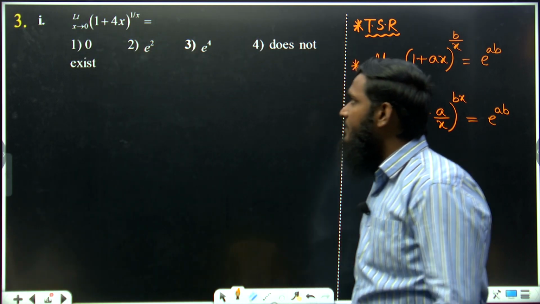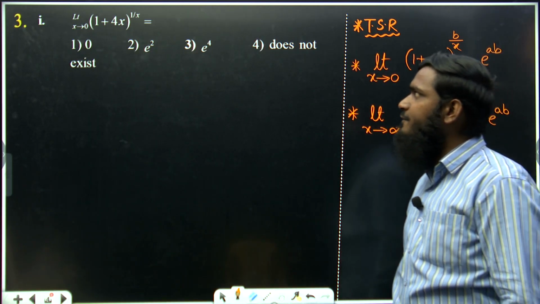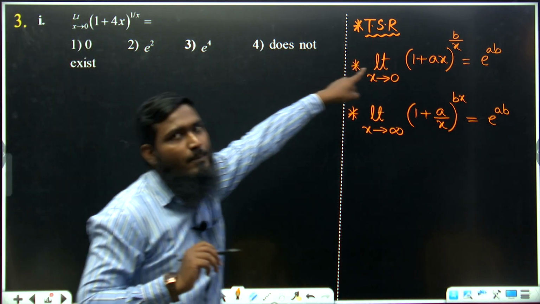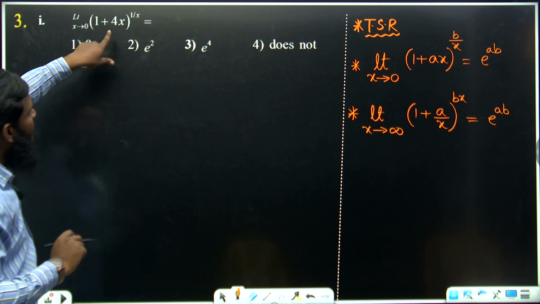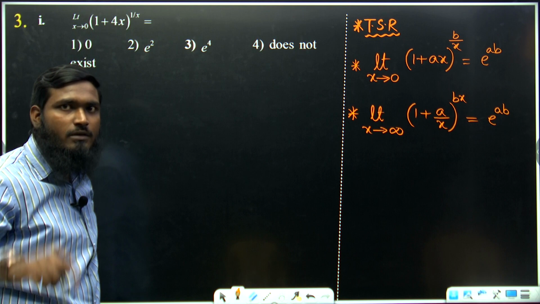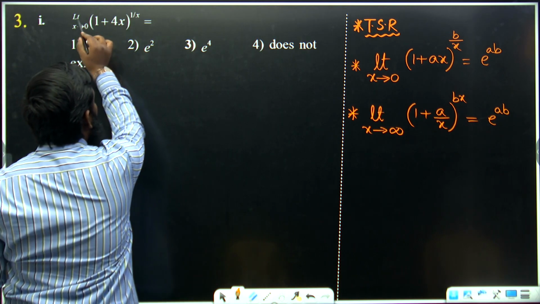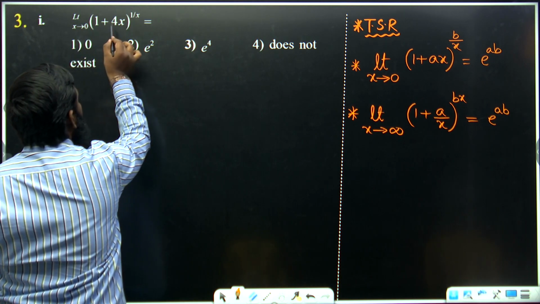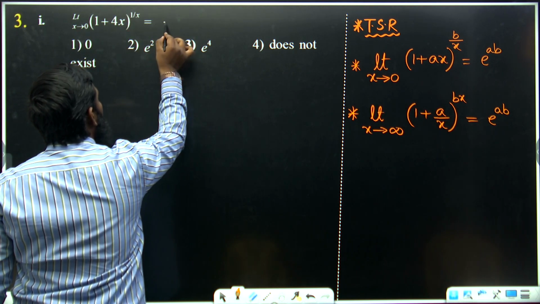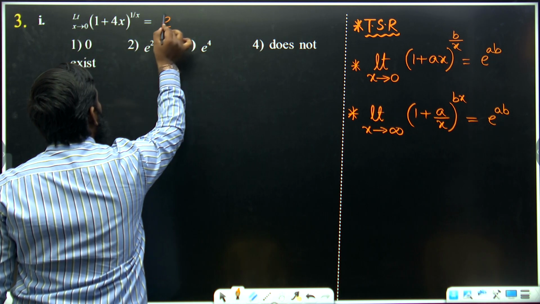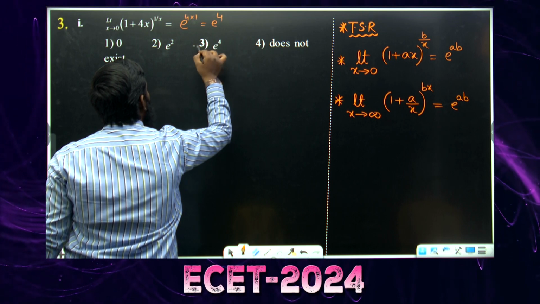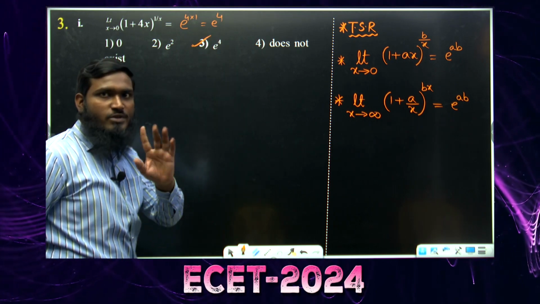Now let us see the first question: limit x tends to 0, (1 plus 4x) whole power 1 by x. Comparing with the formula, in the place of a we have 4 and in the place of b we have 1. So directly we can write the answer as e power a into b, that is 4 into 1, which equals e power 4. E power 4 means the third option is correct.